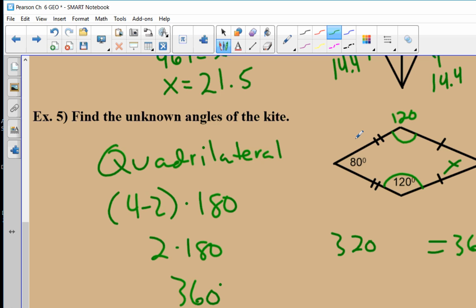And let's just call this guy X because they're asking to find the missing angles. I found the other one because they're congruent, but now I can do that. So 120, 120 is 240. 240 plus 80 gives me 320. I'm going to subtract 320 from both sides, and I get this angle out here should be 40 degrees. Okay. All right. I think that kind of takes us to the end.